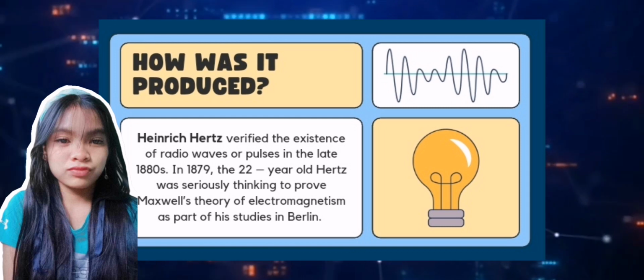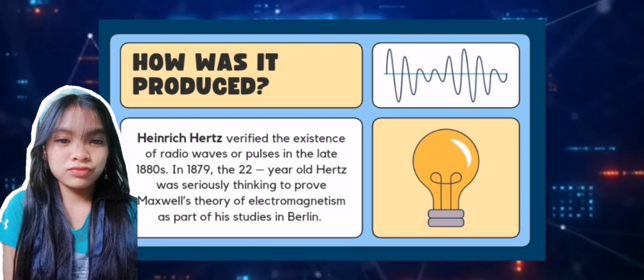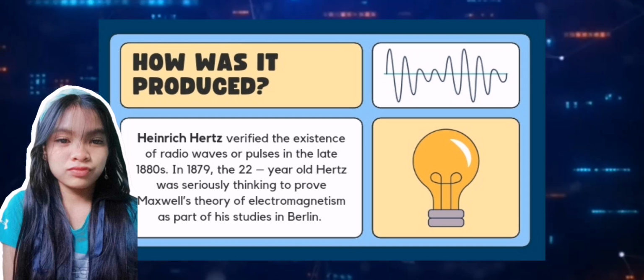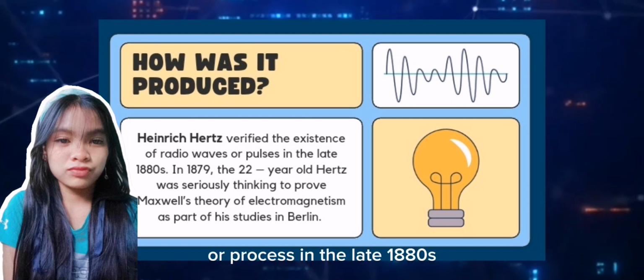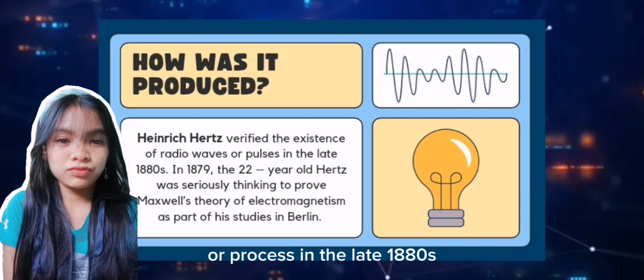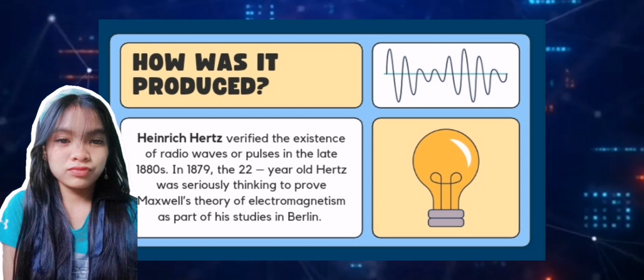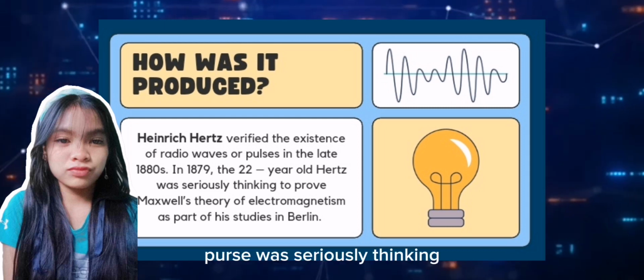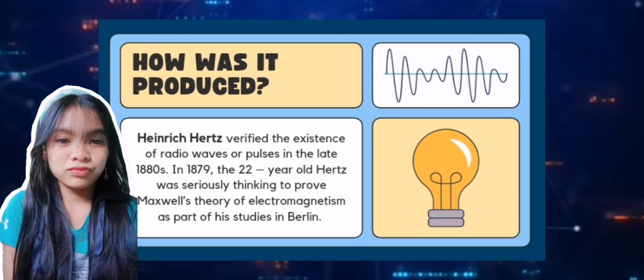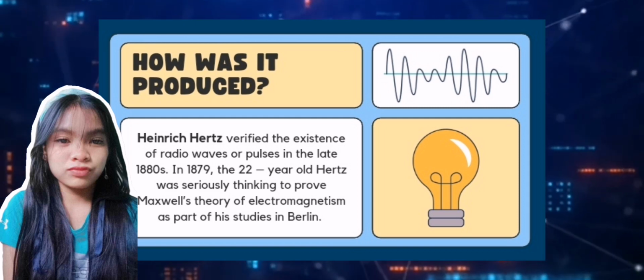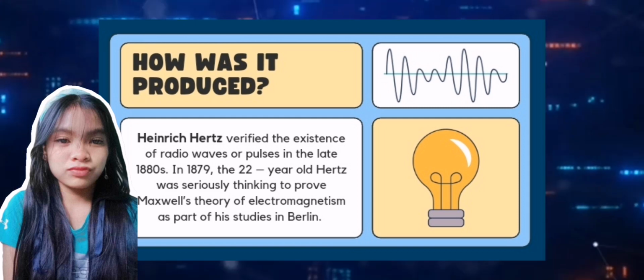How were radio waves produced? Heinrich Hertz verified the existence of radio waves or pulses in the late 1880s. In 1879, the 20-year-old Hertz was seriously thinking of proving Maxwell's theory of electromagnetism as part of his study in Berlin.